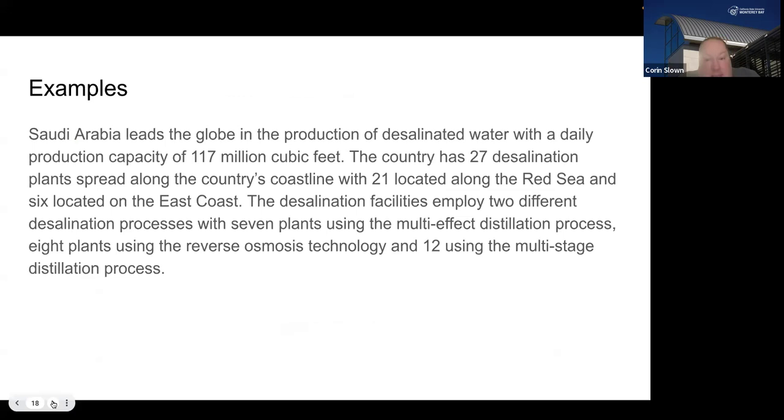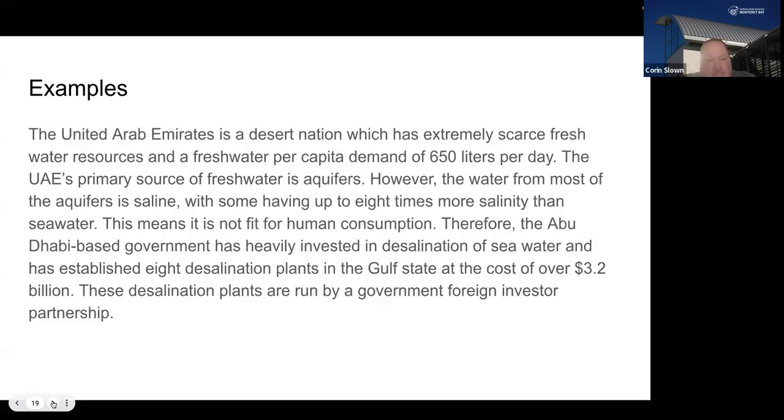So, Saudi Arabia leads the globe in the production of desalinated water. They produce daily 117 million cubic feet. They have 27 plants spread across their coastline, with 21 along the Red Sea and 6 on the East Coast. They use two different processes: multi-effect distillation, and they do have some that are reverse osmosis that use a multi-stage process.